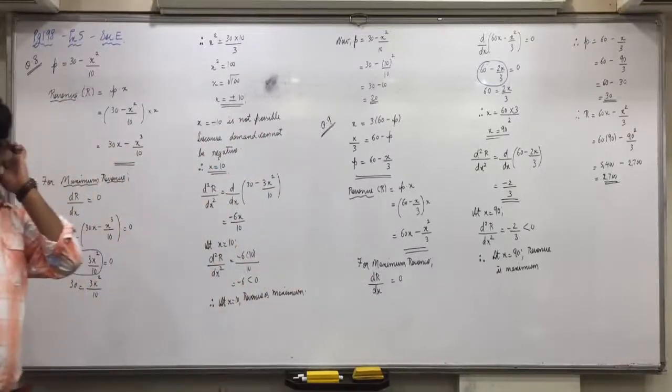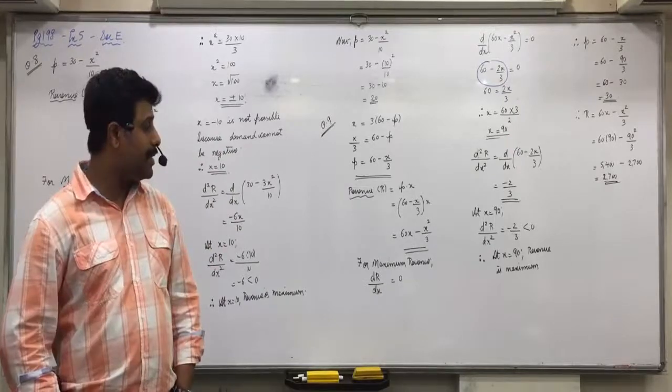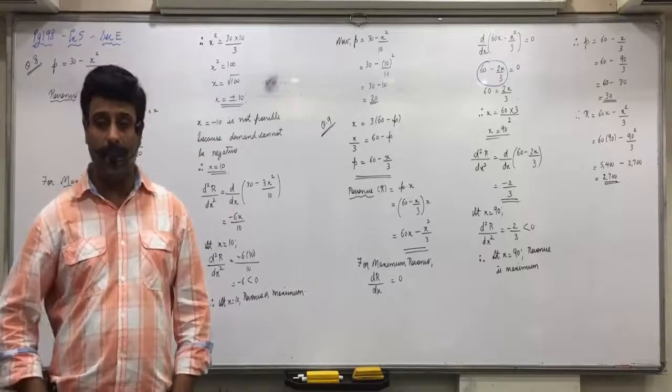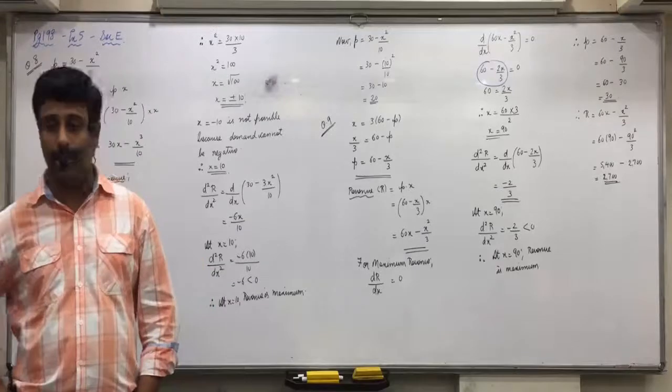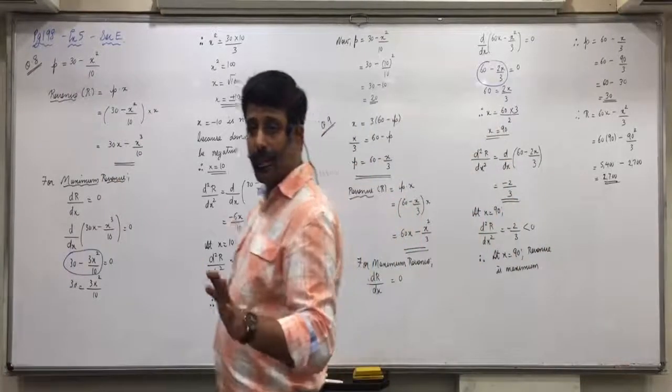For maximum revenue, demand is 90 units and price is rupees 30. So also maximum revenue is rupees 2700. So all of you are clear with these revenue questions?